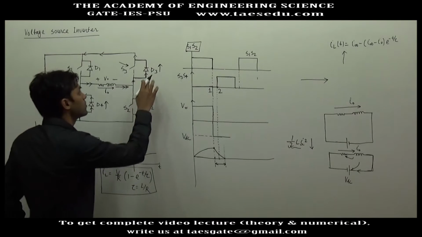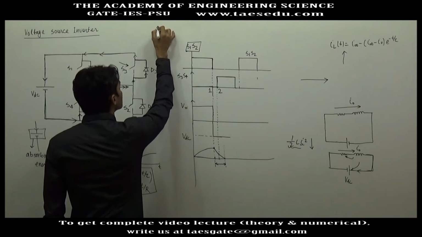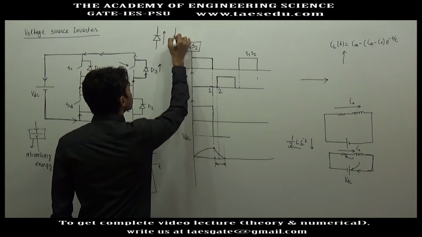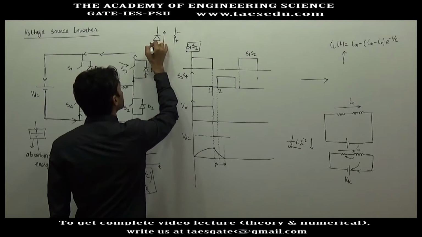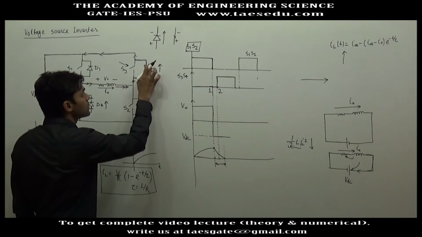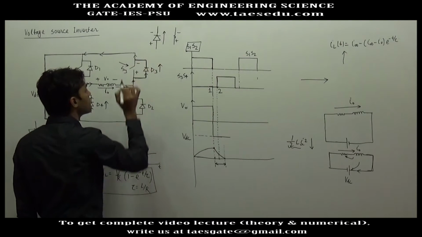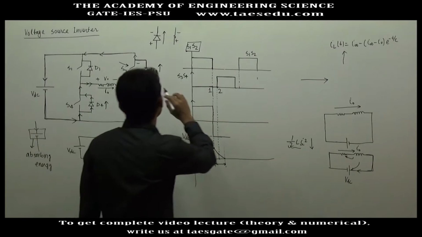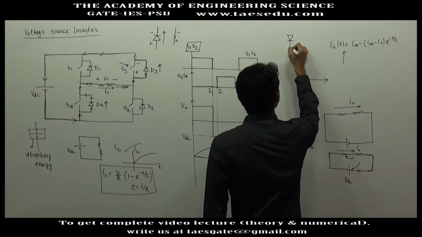Whenever current flows through D3, every switch has its on-state voltage drop. If current is flowing in upward direction, it will have some on-state resistance, and due to this resistance there will be a voltage drop. So this will have a voltage drop according to this polarity. Here you have positive and here you have negative. Let's say you have a thyristor here. So what will be the polarity of thyristor? Thyristor will be connected like this.